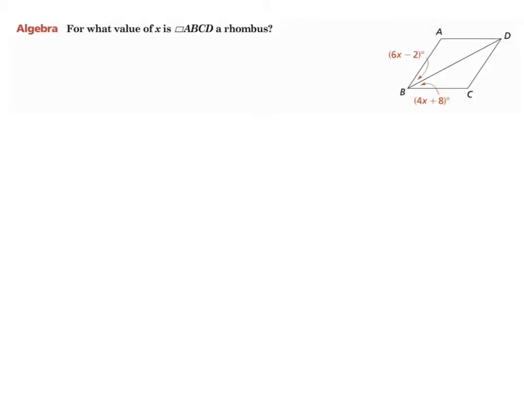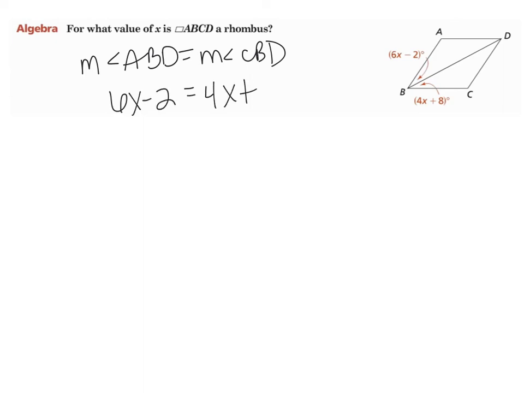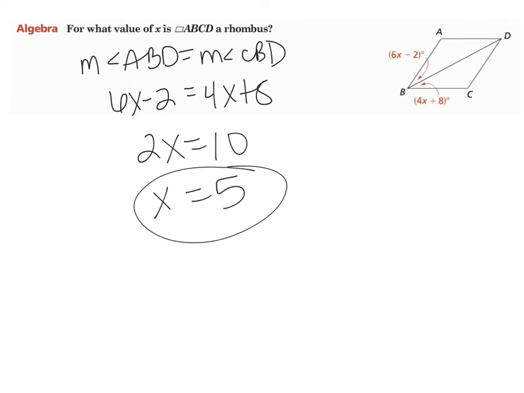Our next example is going to be some algebra. For what value of x is this parallelogram a rhombus? We know that in a rhombus, the diagonals are angle bisectors, which is going to make the measure of angle ABD equal to the measure of angle CBD. So that means that 6x minus 2 is equal to 4x plus 8. Just do our algebra here, subtract the 4x and add the 2, and we get that x is equal to 5.